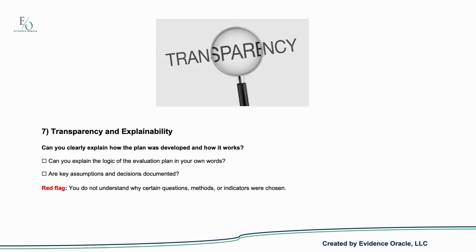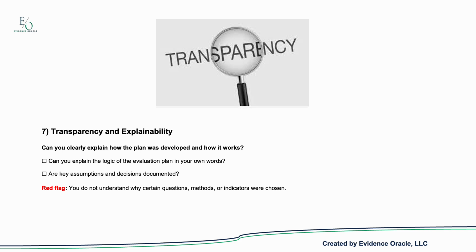Transparency and explainability. This is something for you as you look at your evaluation plan. Can you explain that evaluation plan in your own words? Can you sell it? If you can't explain why certain methods or indicators were chosen, that's a red flag. Evaluation plans should be understandable and not a black box.